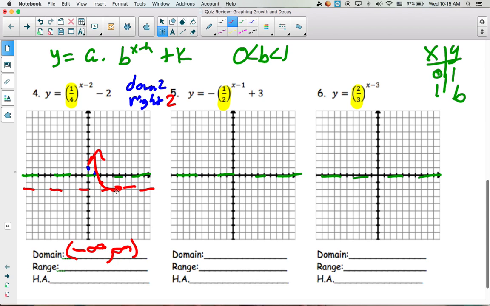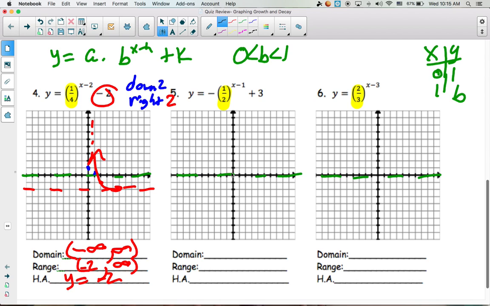The range is the bottom of the graph, which at the very bottom we're at -2. And then at the top there's an arrow, it keeps going up, so that would take us to infinity on the y-axis. And your asymptote is always going to be y equals your k value, which in this case k is -2. Question number 5 here, same idea.